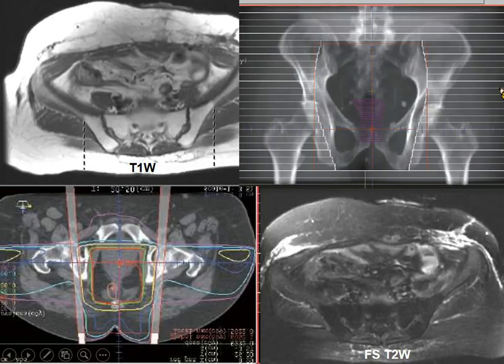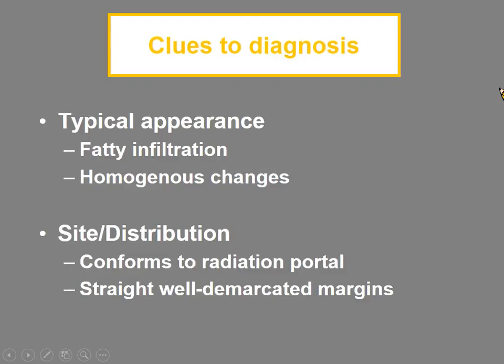So if you were to transpose this onto the MR, you can now see why the areas of marrow depletion occur in the central aspects and there is sparing of the periphery.